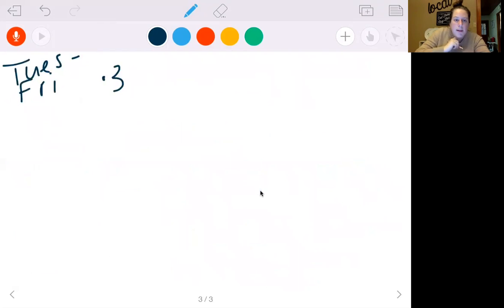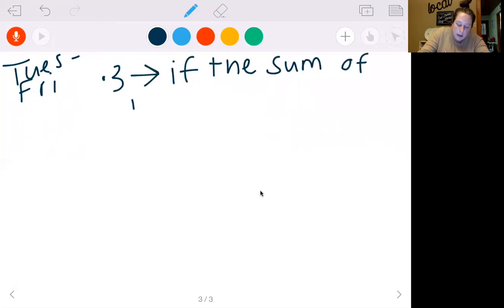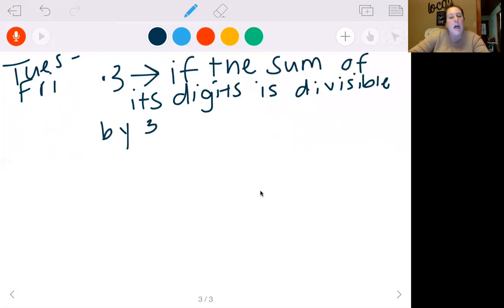So it's divisible by 3 if the sum of its digits is divisible by 3. This one's always one that I think is kind of a fun one to do, but others seem to forget this one. But this one, if you take a number like 27, you should already know that 27 is divisible by 9 because it's an easy fact.